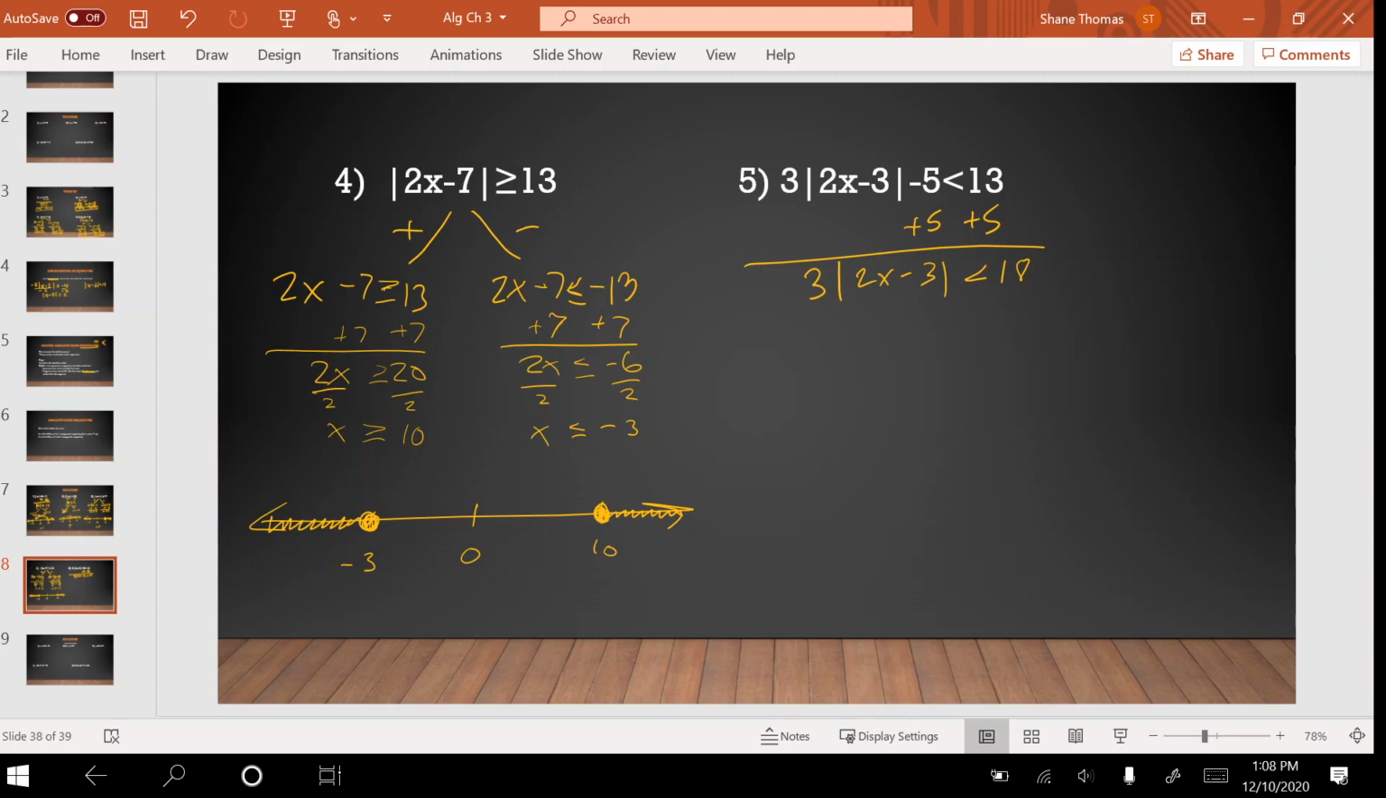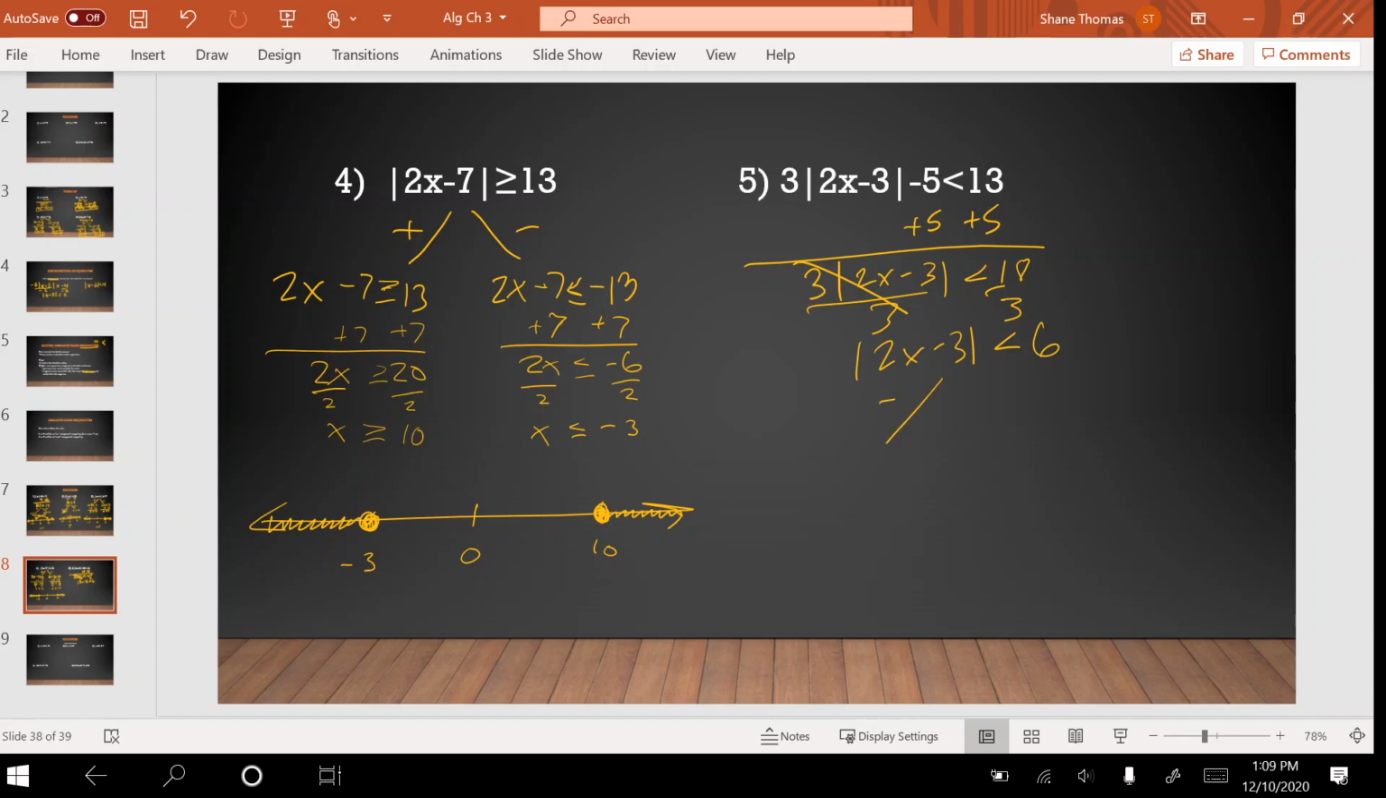Now I want to do it. Why? Because I'd have to divide 3 places then. If I would divide it first, I'd have to divide this by 3, and this by 3. If I take that over first, then I can divide in 2 steps. Okay, so now we're dividing by 3. I like it. So, divide by 3, gone. So I have the absolute value of 2x minus 3 is less than, what's 18 divided by 3? 6. There we go. That was really, really fast.